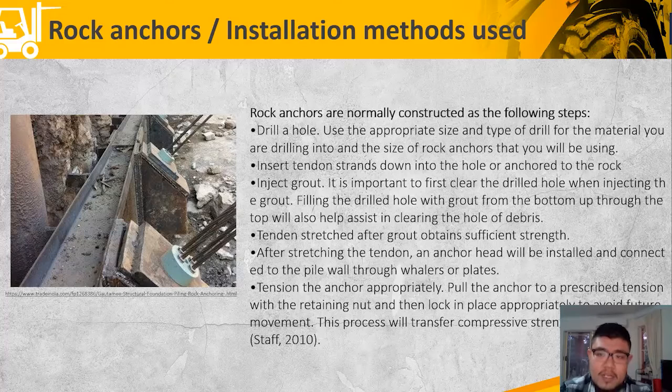And this is the installation of rock anchoring. You first drill a hole, and second put the tendon in and inject the grout. Then stretch the tendon after the grout obtains sufficient strength. After stretching the tendons, an anchor head will be installed, and in the end the tendon is anchored appropriately.